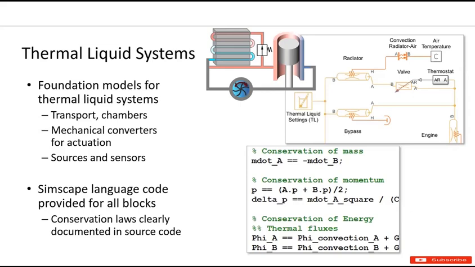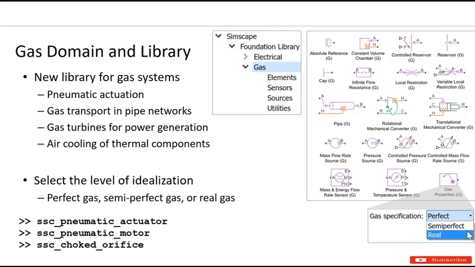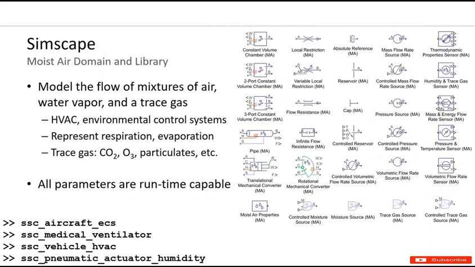So there's another specifically for thermal liquid systems, where you can find these different common blocks which you can use to model thermal liquid systems. And recently there's a new library also which is called the moist air domain library. So that's specifically for modeling the flow of the mixture of gases, the mixture of moist air, water vapor, and trace gas. So it's a combination which is widely used in applications like HVAC and the environmental control system and so on.